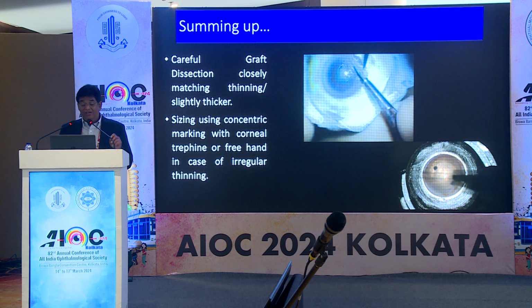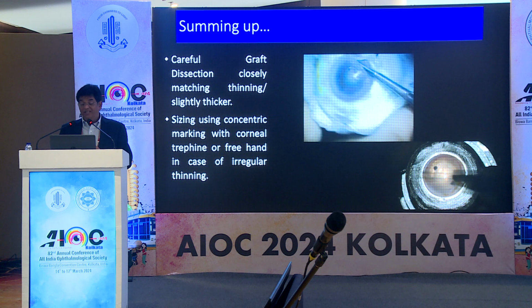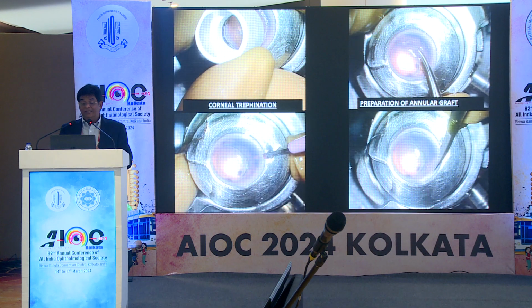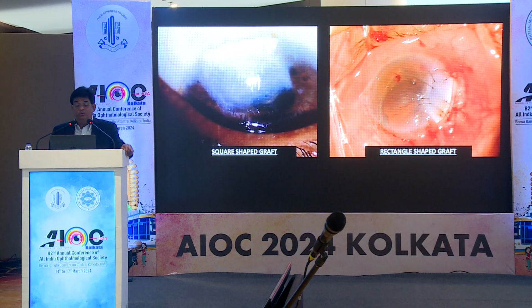There are different techniques to match the tissue. In this case, I'm doing a freehand dissection and trimming the tissue according to the size of the perforation that I require. There are also other shaped grafts, like you can also use a square or a rectangular graft in some of these patients.